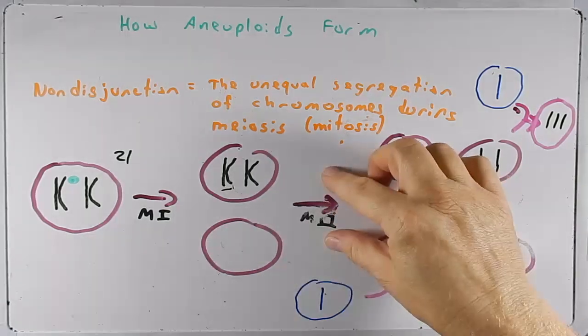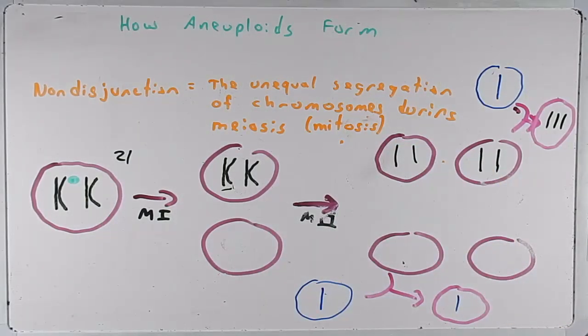Non-disjunction can also occur in meiosis II, but don't worry about that. Your book talks about it. I just want you to know this general pathway.